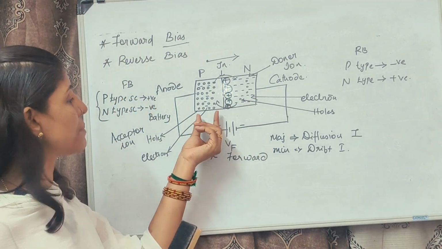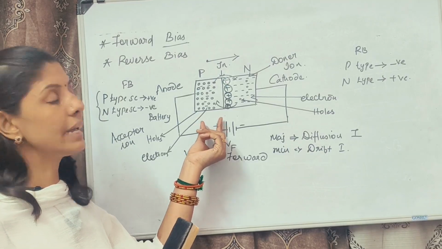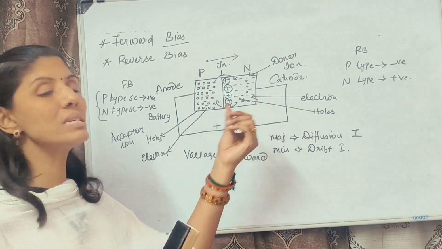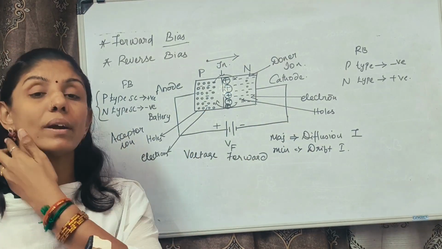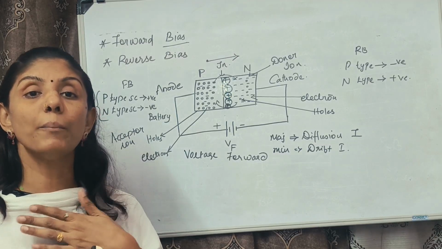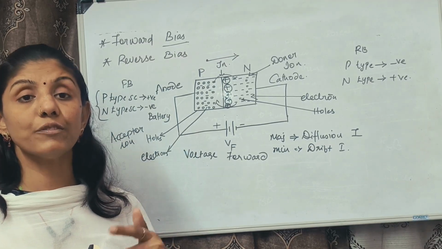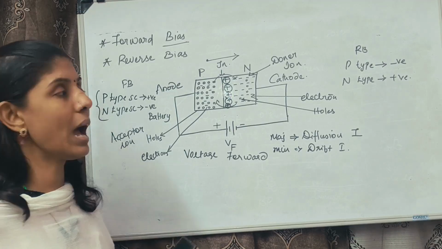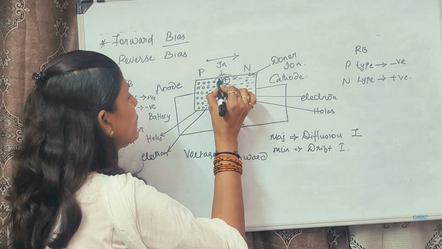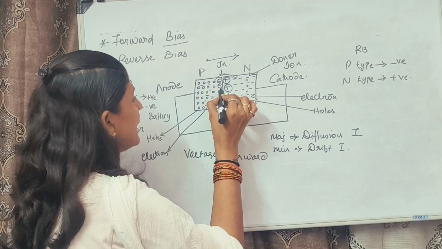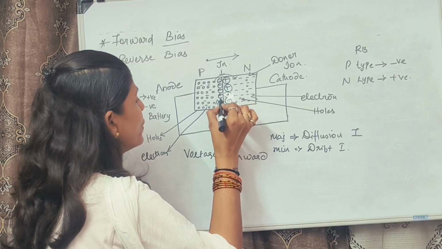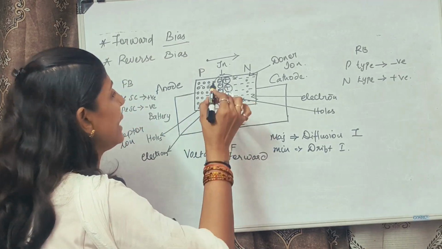Okay. At the same time, check here. What is happening? The holes are moving, right? So what are the holes? Holes are positively charged particles. It is losing the holes. If the holes are lost, what will happen? Negative ions will be produced near the junction, right?